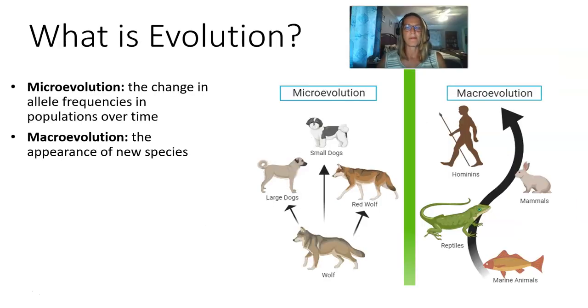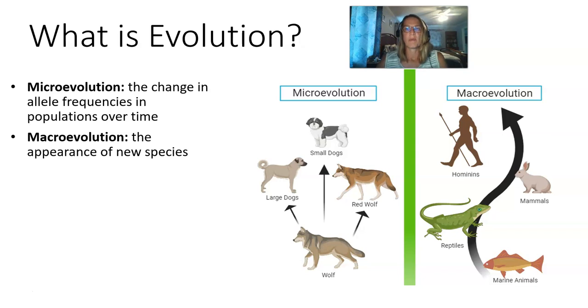So now we really need to talk about what is evolution, and it's a little bit complicated because a lot of times evolution can mean different things to different people. For the majority of the class, we're really going to be talking about microevolution, or at least the next video, we'll be talking about microevolution. Microevolution is evolution at a small scale, and it's simply the change in allele frequencies in a population over time.